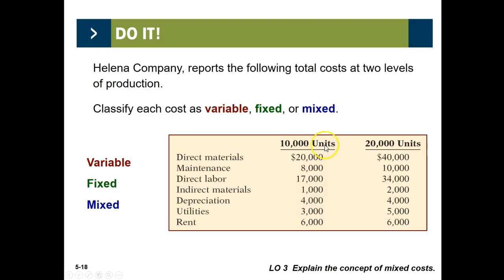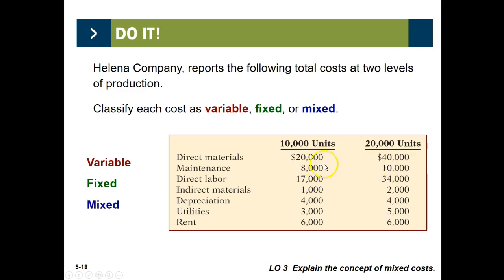Here we have 10,000 units of production and 20,000 units. You can see the direct material was $20,000 at 10,000 units, but it's $40,000 at 20,000 units. So the activity doubled and the cost doubled. That would be a variable cost because it changed in total in direct proportion to the level of activity.